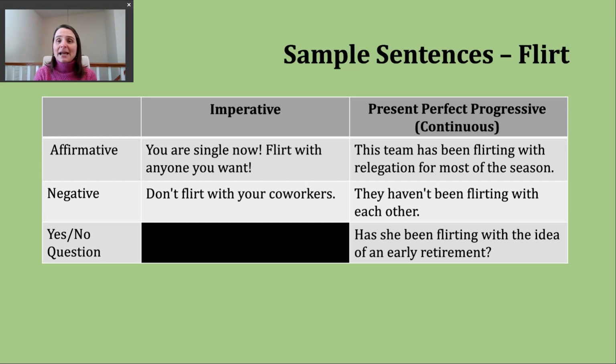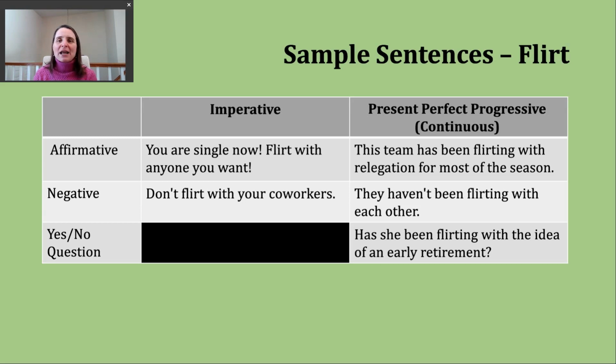You can see this in my example sentence. This team has been flirting with relegation for most of the season. I saw a sentence very similar to this as I was reading an article about a particular soccer team in Europe. We know they have these different levels or divisions, and one team is in this dangerous position of performing so poorly that they might be moved down a particular level.